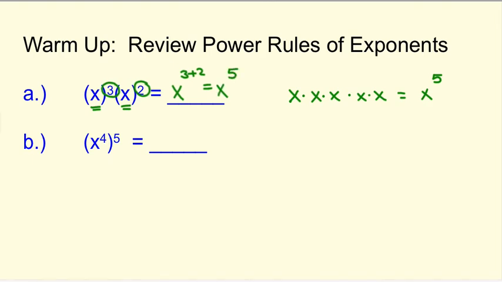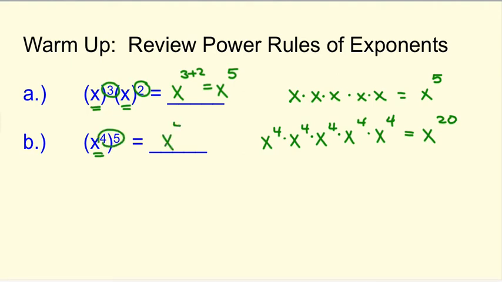Now the second part's a little bit more challenging. Now it's raising a power to another power. So it's saying take x to the 4th times x to the 4th times x to the 4th times x to the 4th times x to the 4th, 5 times. How many x's do you have here? You have 20 x's. So what you do in this case is you multiply those two numbers together. So 4 times 5 is x to the 20th.